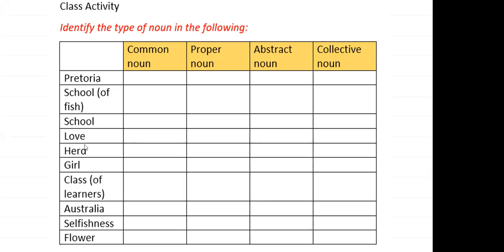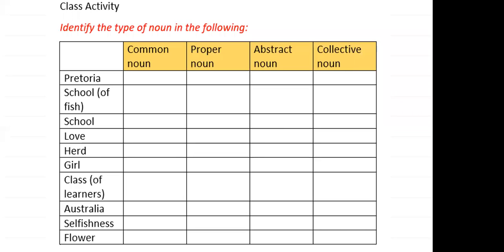Then the next word is herd. So this is herd, H-E-R-D, not the past tense of hear. So what is it? What is herd? What type of noun is herd? Okay, seems like nobody knows this one.